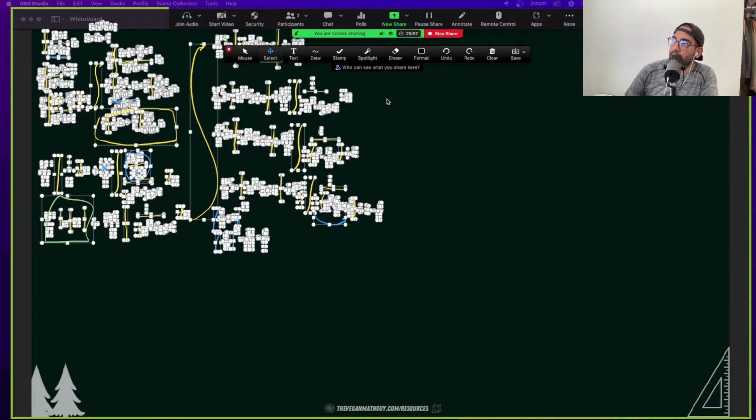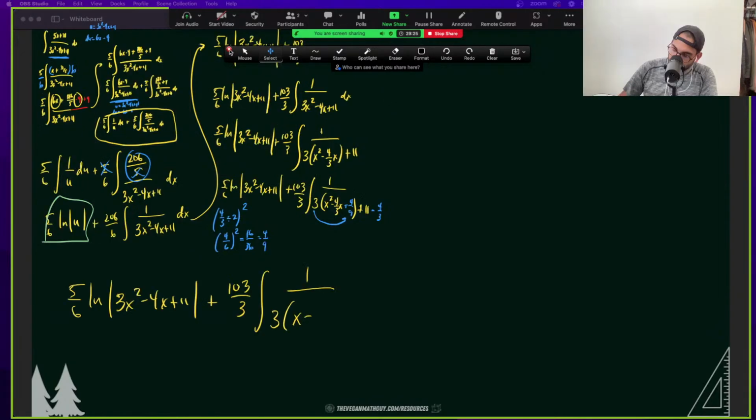All right, so we have 5/6 natural log of 3x squared minus 4x plus 11. Back to our integral here, 103, and an integral of 1 over 3 times x minus, now we know this is going to be 4/6. Can I simplify that? I'm just going to do 2/3.